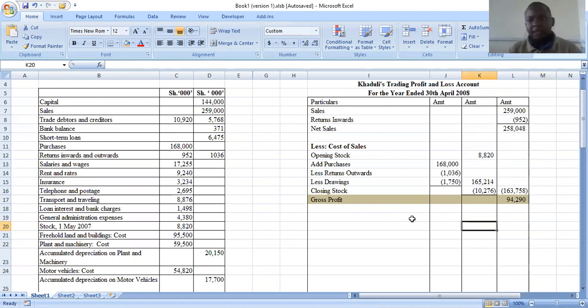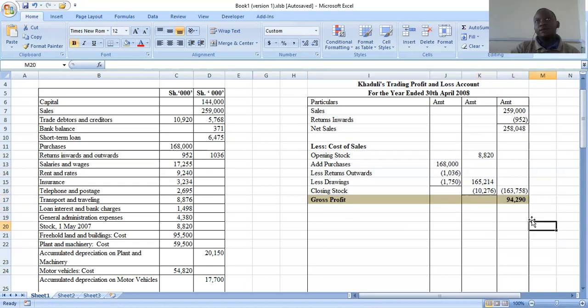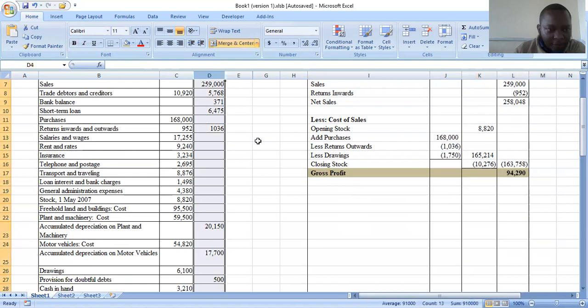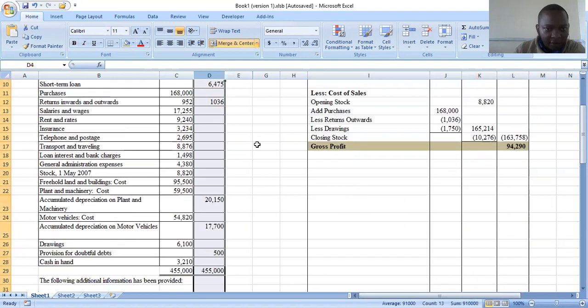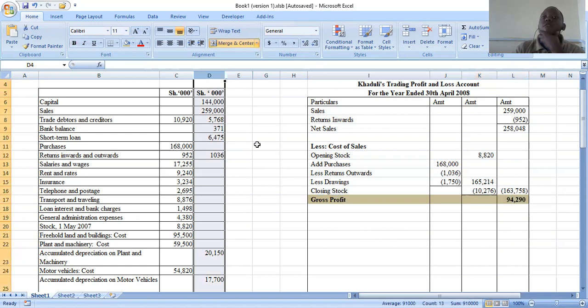Then the next thing is to look for the net profit, and the net profit is equal to the gross profit plus other revenues minus other expenses. So do we have other revenues? On the credit side of the trial balance, any other revenue? I don't see any other revenue.